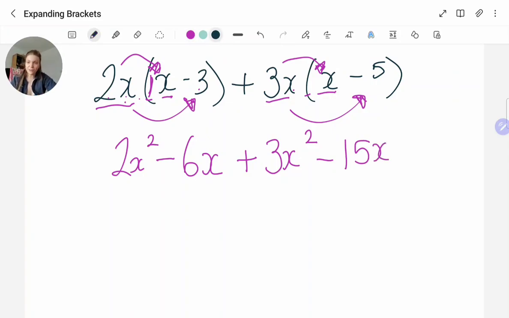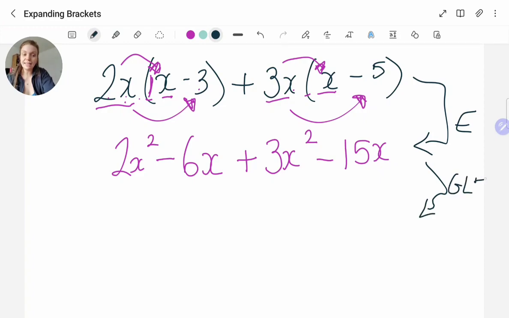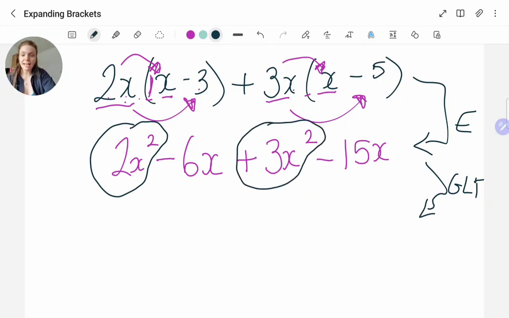So hopefully you got that part correct. I'm really proud, really impressed. Now we group our like terms. So we expanded, and now we're going to group like terms, okay? So 2x squared plus 3x squared, okay? That's going to be 5x squared.